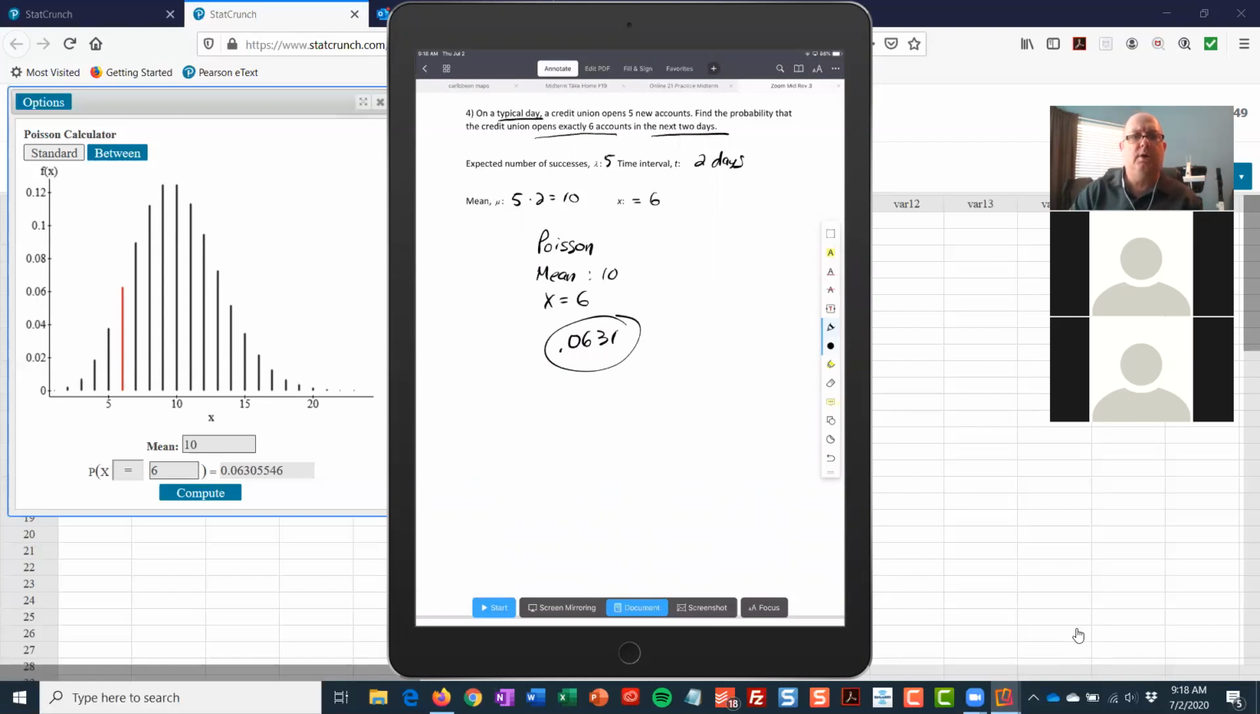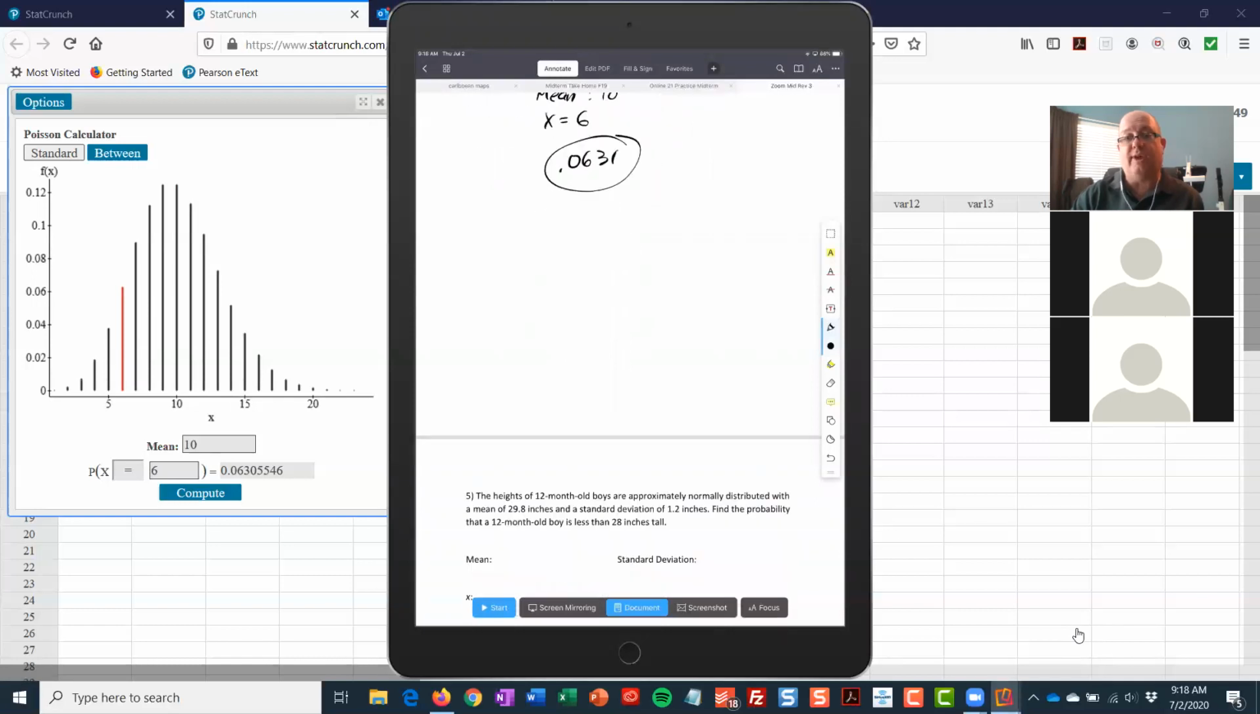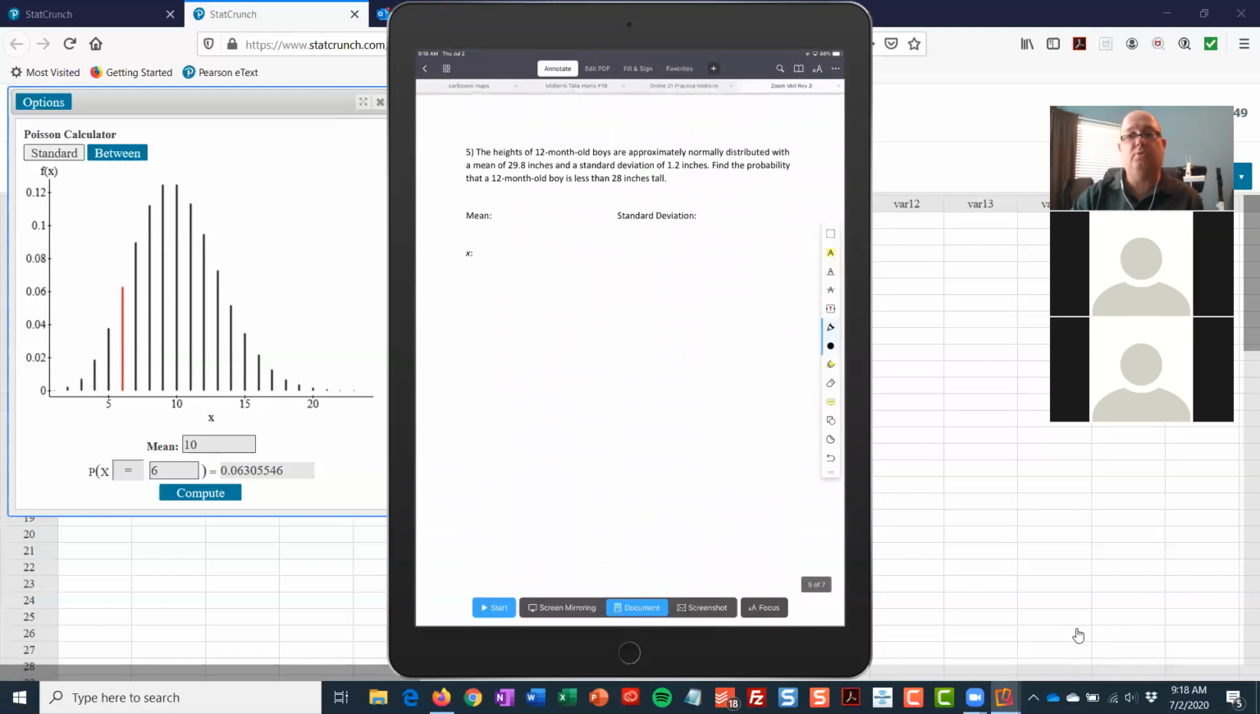All right, so that's Poisson. And there's 2 types of problems in chapter 7 when we talk about normal distribution: what I call normal probability problems, which we'll do first, and then reverse normal problems, which we'll do at the end. When we're reading through these problems, the first thing that we should be thinking about is, can the variable take on continuous values? Is it a continuous variable?